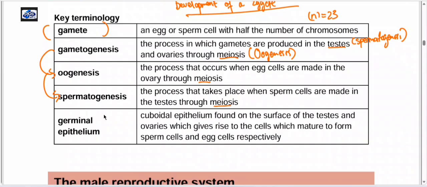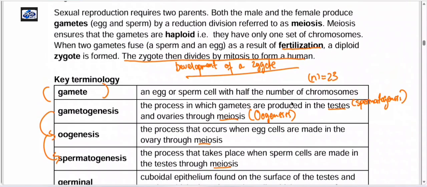Now we have the germinal epithelium layer. It is the cuboidal epithelium found on the surface of the testes and the ovaries, which gives rise to the cells which mature to form sperm cells and egg cells respectively. You understand? Those are the key terminologies that, good people, you need to understand.